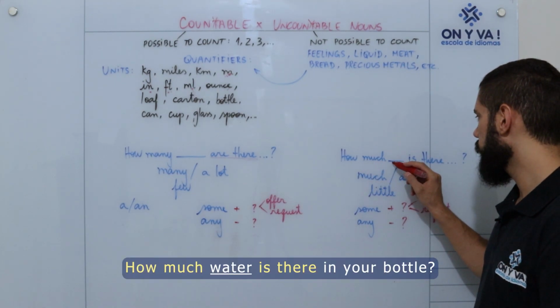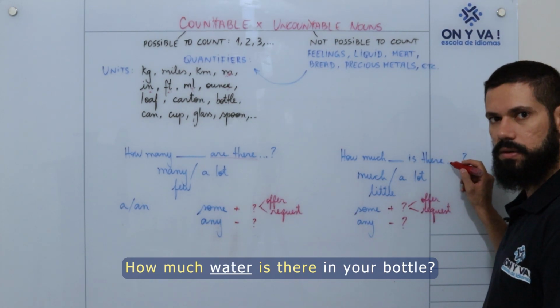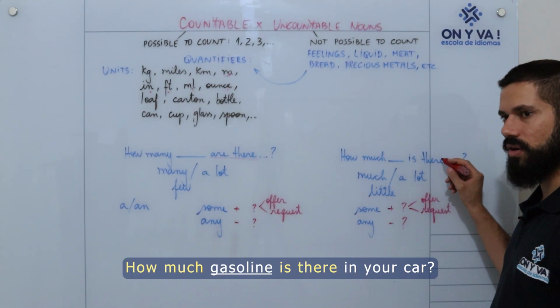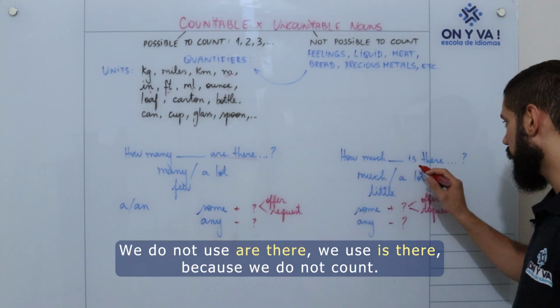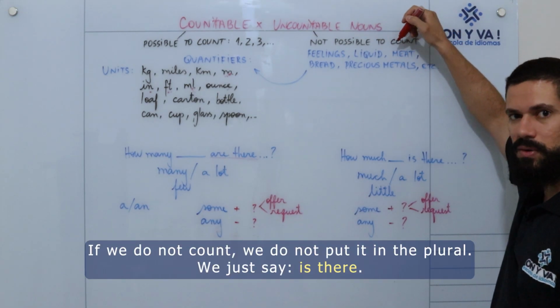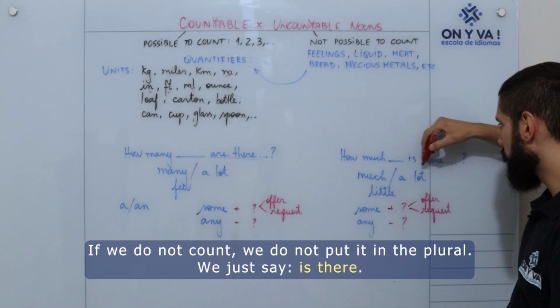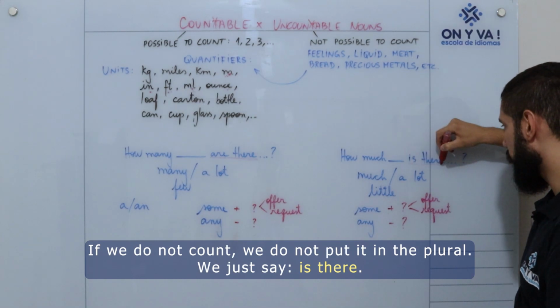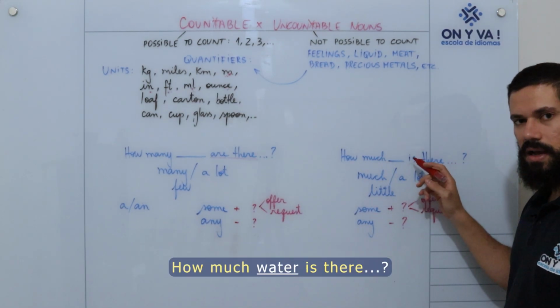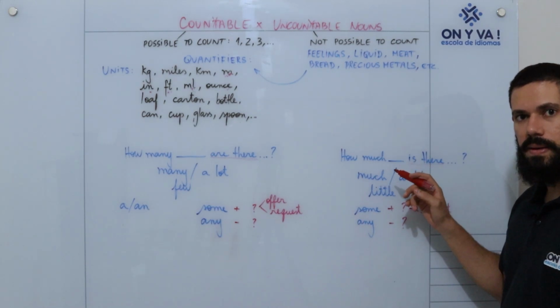How much water is there in your bottle? Or how much gasoline is there in your car? We don't use are there here, we use is there, because we don't count. If we don't count, we don't put it in the plural. We just say is there. How much gasoline is there? How much water is there? How much coffee is there? Okay?